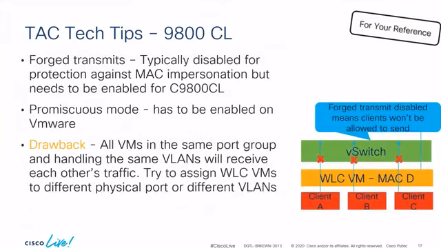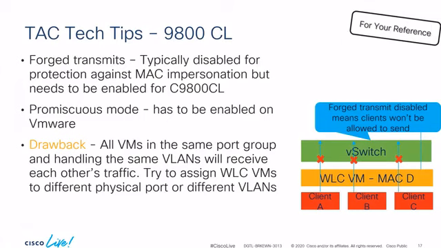There are some other quirks around how you deploy the 9800 CL. One of them is you will have to enable forged transmits. Typically, to avoid MAC impersonation, forged transmits is recommended to be disabled on VMs. But in this case, it will prevent the clients from communicating, since the hundreds and thousands of clients that are behind the controller will not really be learned by the vSwitch. It will prevent the traffic forwarding, and we don't want that. So you will have to enable forged transmits.